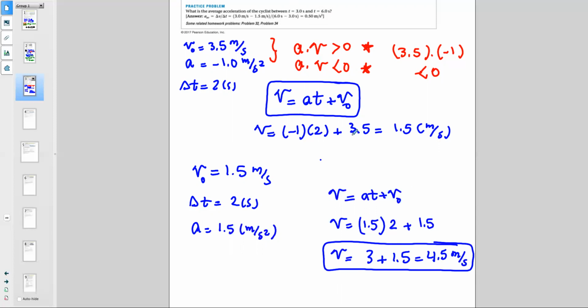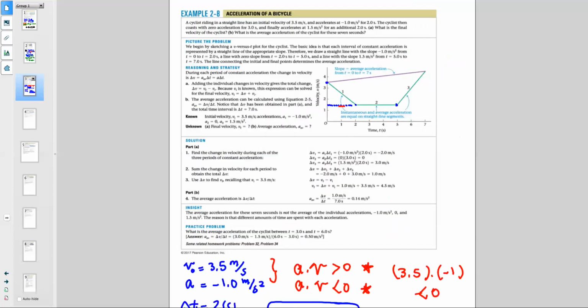So if I go back to this graph, it started right here with a velocity of 3.5 meters per second. It ended up being here with a velocity of 1.5 meters per second. It kept the same velocity all the way to this point, so this point will have the same 1.5 meters per second. And then it went all the way up to 4.5 meters per second, okay? So now we found the velocity at each point in this graph. At each point, we found the final velocity.